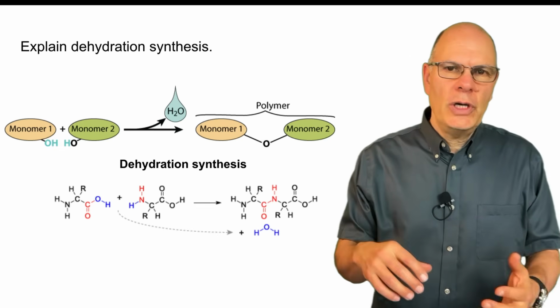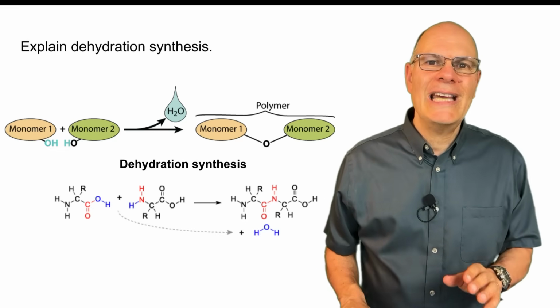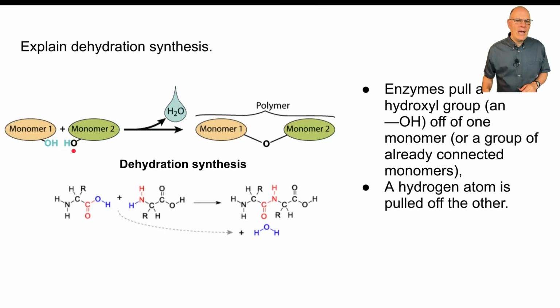How do you put monomers together to make polymers? It's a process that's called dehydration synthesis. Everything in biology is run by enzymes, as we'll see in Unit 3. And what enzymes do is they pull a hydroxyl group off one monomer, and pull a hydrogen off the other one. So here's the hydroxyl, here's the hydrogen. That water is pulled out, right? Because this is H2O, the water gets removed, and that creates a bond that's right over here.